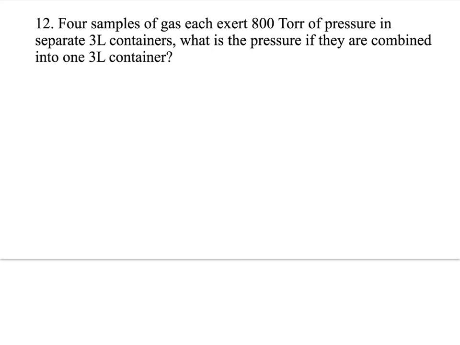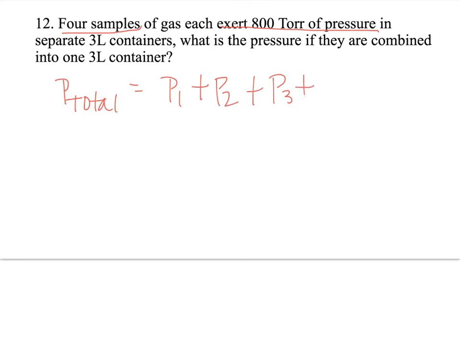Number 12 says 4 samples of gas each exert a pressure of 800 torr in separate 3-liter containers. What is the pressure if they are combined into one 3-liter container? So this is simply Dalton's law, where P total is equal to however many gases we have, which in this case is 4. So it's going to be P1 plus P2 plus P3 plus P4. And if we read the problem, it's 800 torr for each.